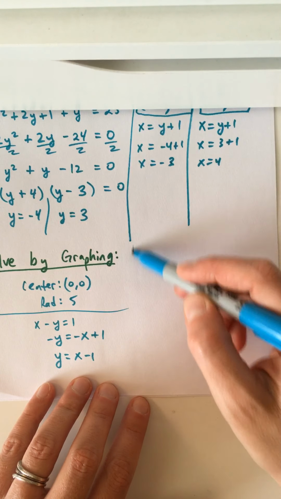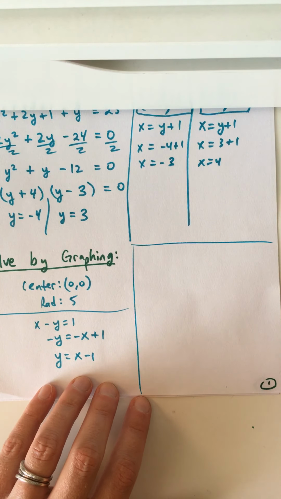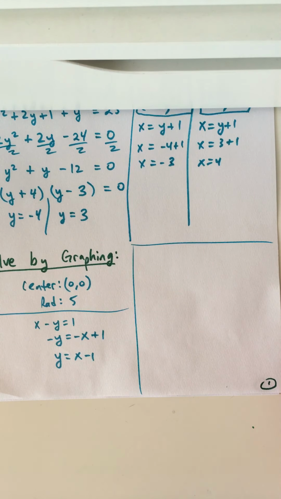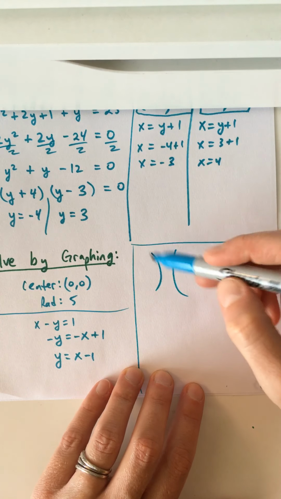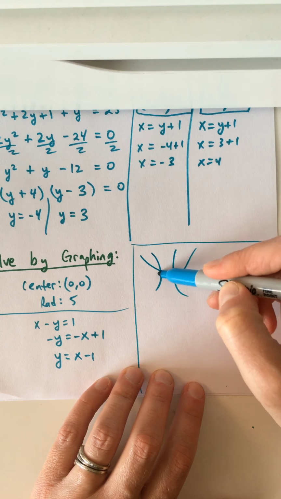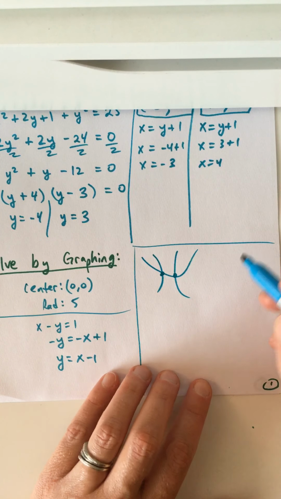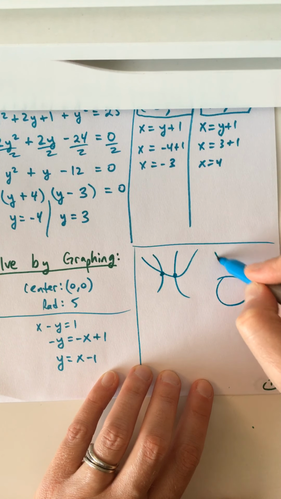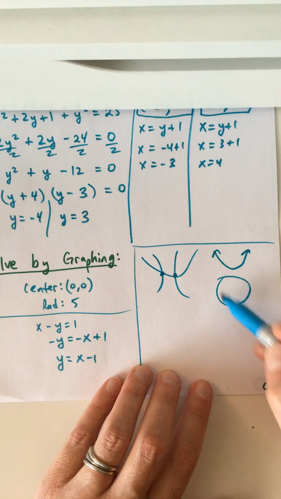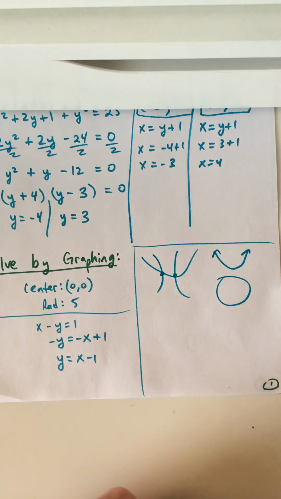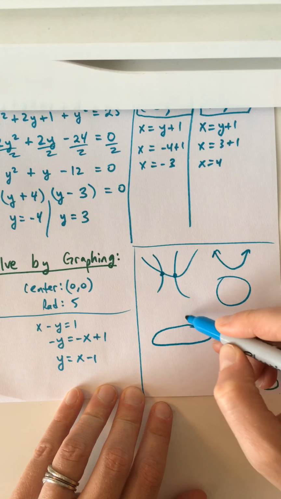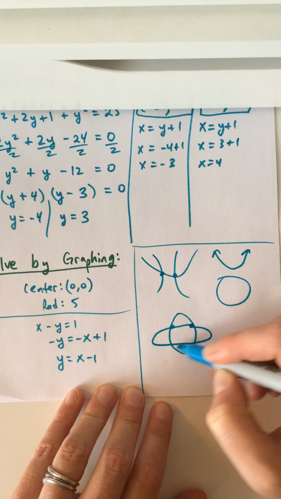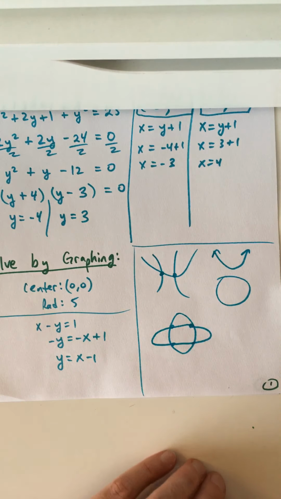Solving by graphing is kind of cool in this section because we can have all different types of solutions. Let's think about if we had a hyperbola and a parabola. We could potentially have 2 points of intersection. Or if we had a circle and a parabola like this, we could potentially have no solutions or no points of intersection. We could have an ellipse and a circle, and we could have 4 points of intersection. So there's going to be a bunch of different types of solutions that we could find.